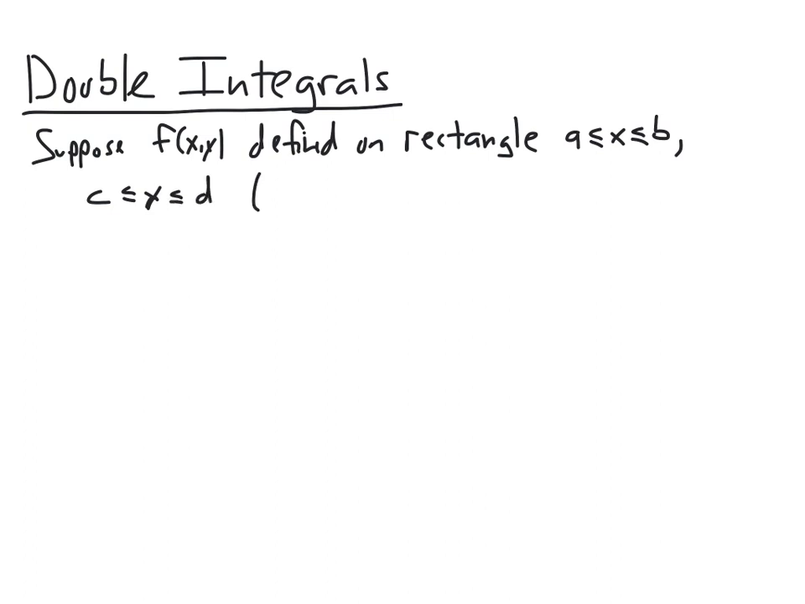So we don't have to keep writing the intervals like this, we're going to write this as the interval a to b cross the interval c to d. Whenever you see this notation, it simply means we're looking at the rectangle where x lies between a and b and y lies between c and d.